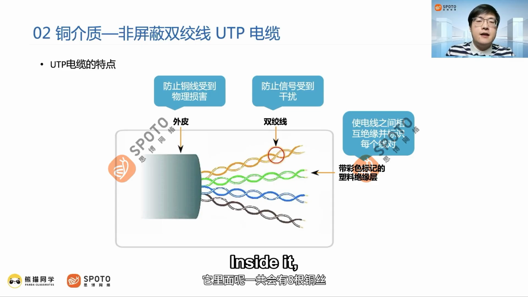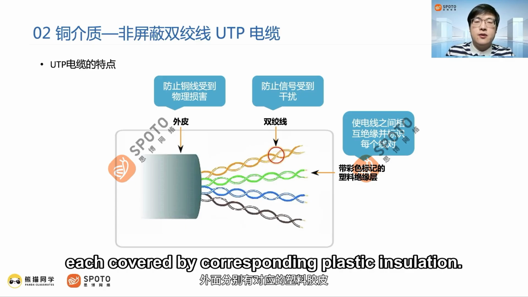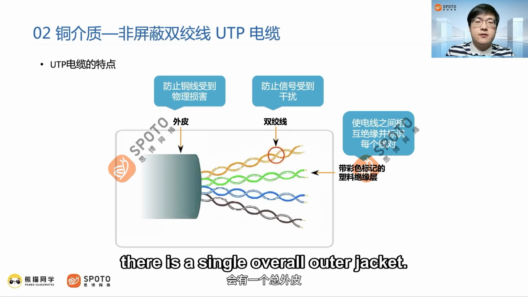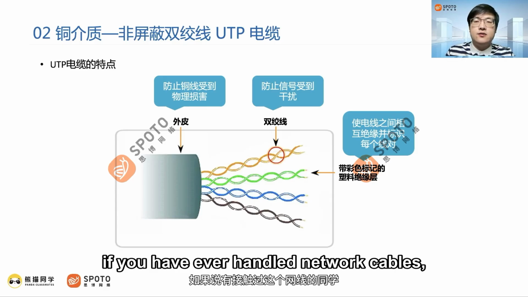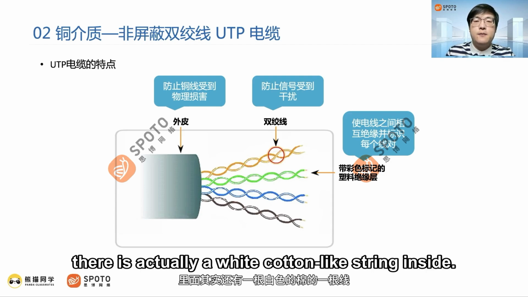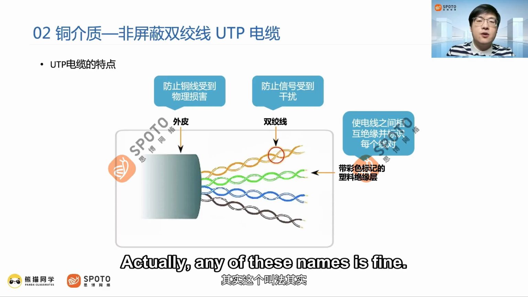Inside it, there are a total of 8 copper wires, each covered by corresponding plastic insulation. Then on the outside, there is a single overall outer jacket. Of course, besides these 8 copper wires, if you have ever handled network cables, or made network cables before, you probably know there is actually a white cotton-like string inside. Some people call it an antipole thread, a tensile, others call it a ripcord. Actually, any of these names is fine.